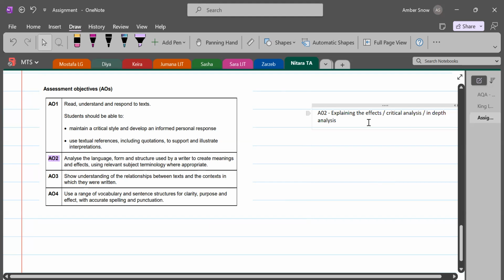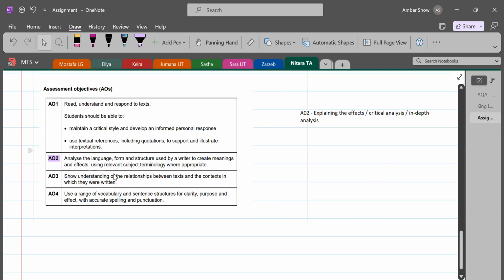Just gonna write those down. In-depth analysis. Great. What about AO3? Because AO3 is referring to the context in which they were written. For example, if we were talking about Shakespeare, we're talking about the era it was written in. Was it Jacobean era? Was it Elizabethan era? Was it the Edwardian era, right? All of those make a lot of difference to the contextualization.